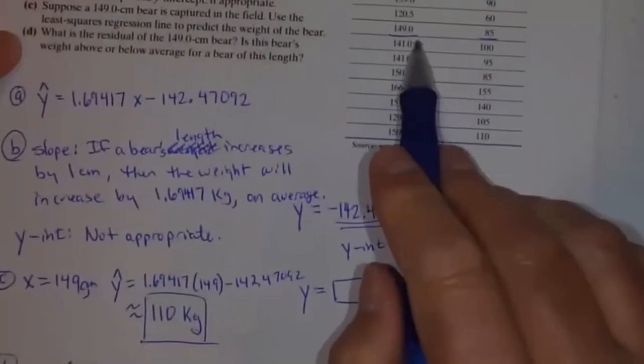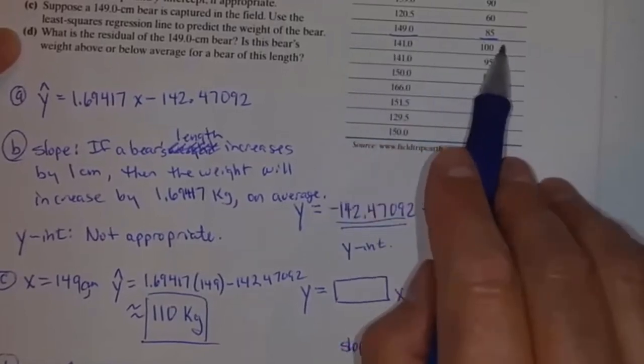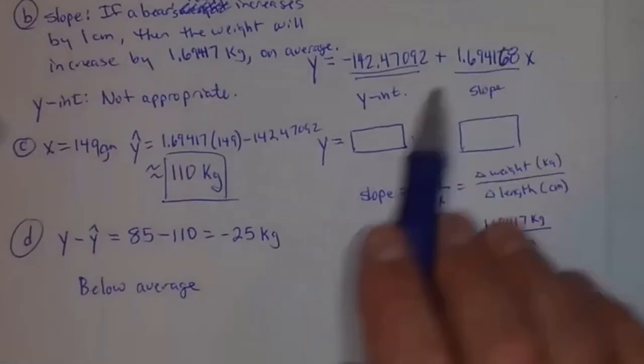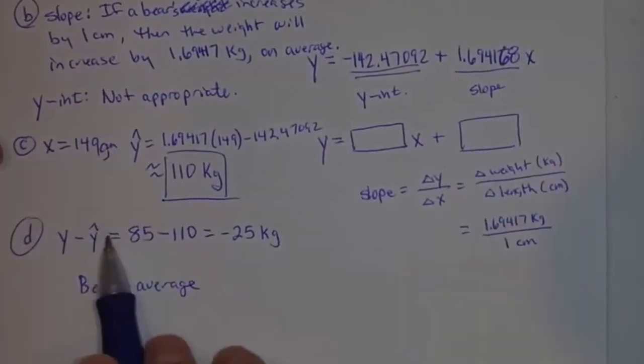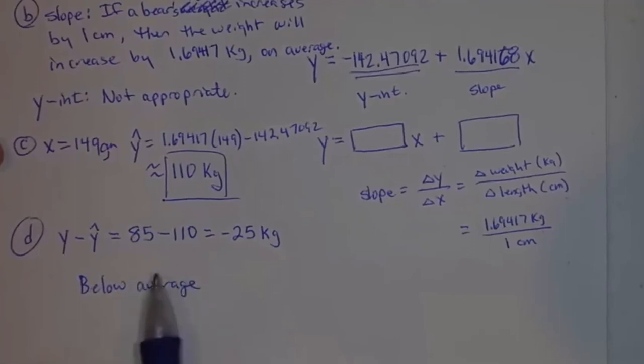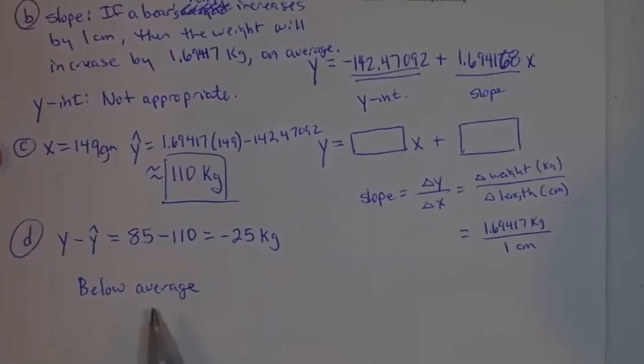Now again, I'm talking about this specific bear in our data. This bear weighed less than we expected, quite a bit less. As a general rule, if your residual's negative, then that value of y is below average. If the residual's positive, then that value of y would be above average.